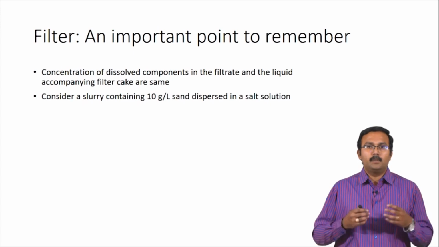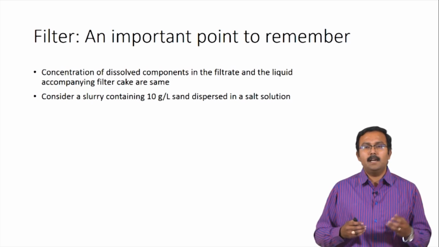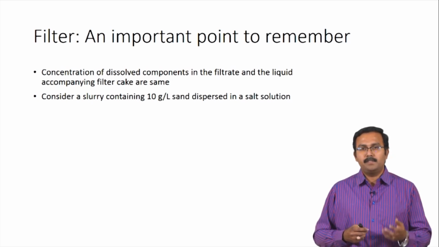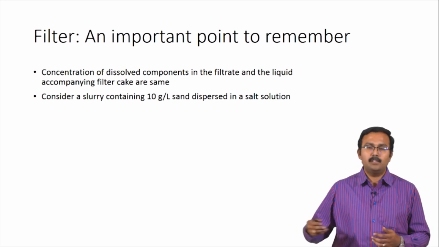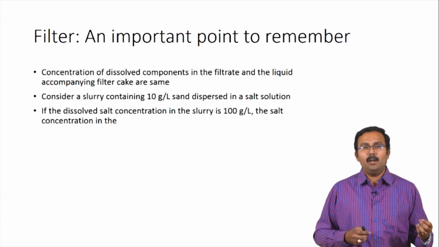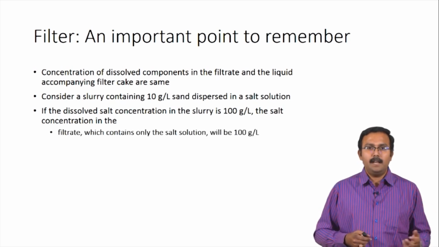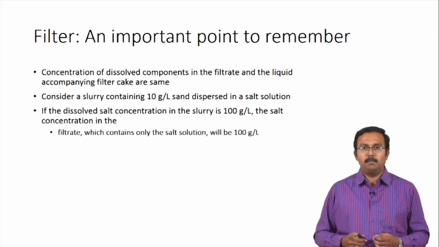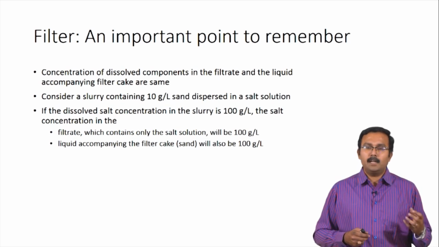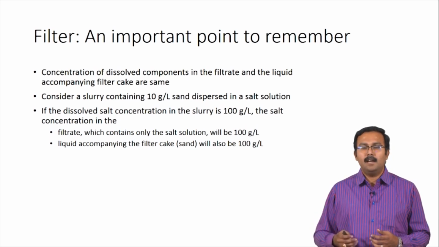Consider this example. Extending the example which I gave earlier, you now have a slurry which contains 10 grams per liter of sand dispersed in a salt solution. Instead of just water, now let us consider the salt solution in which the sand is dispersed. If the dissolved salt concentration in the slurry is 100 grams per liter, then the salt concentration in the filtrate, which contains only the solution, will also be 100 grams per liter, and the liquid accompanying the filter cake, which is the sand, will also contain 100 grams per liter.